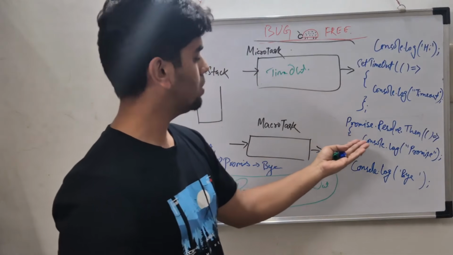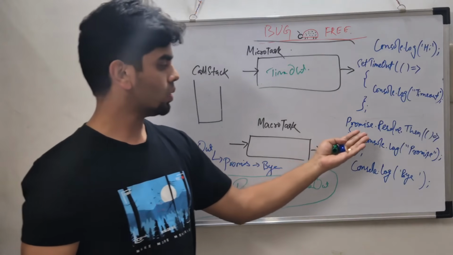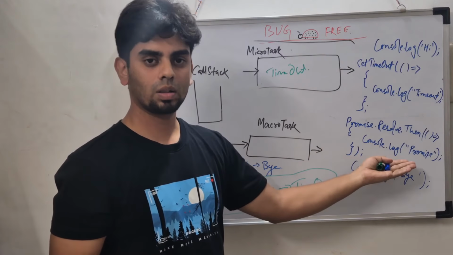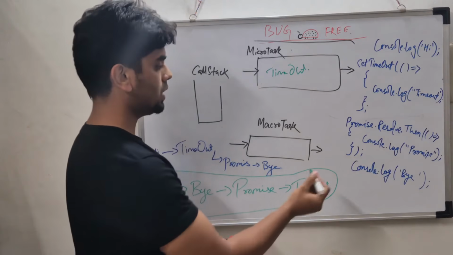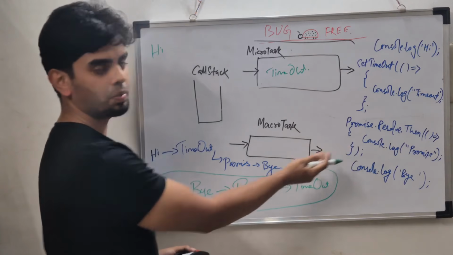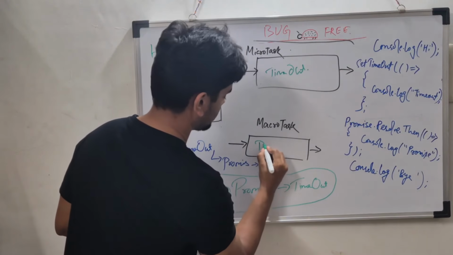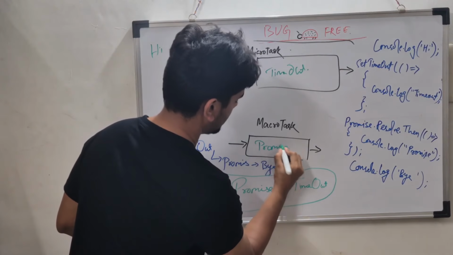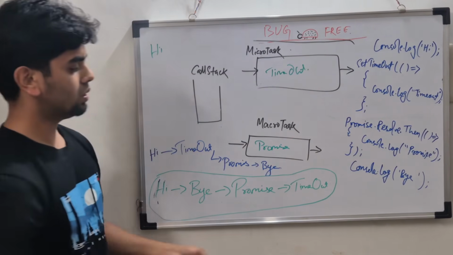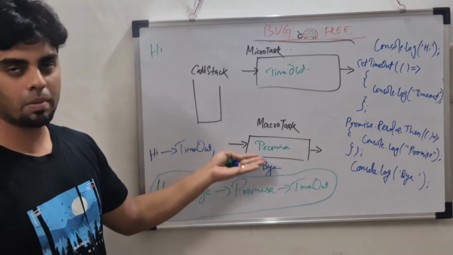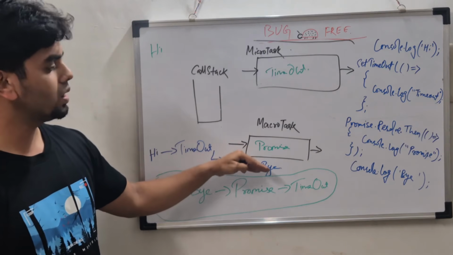The next code we have is the promise. Here in the promise we are resolving and console logging promise. As we discussed, the promise will be pushed to the macro task queue. So the promise code will come here in this queue. This promise is not in the call stack, it is in the macro task, so this also will be in the queue.